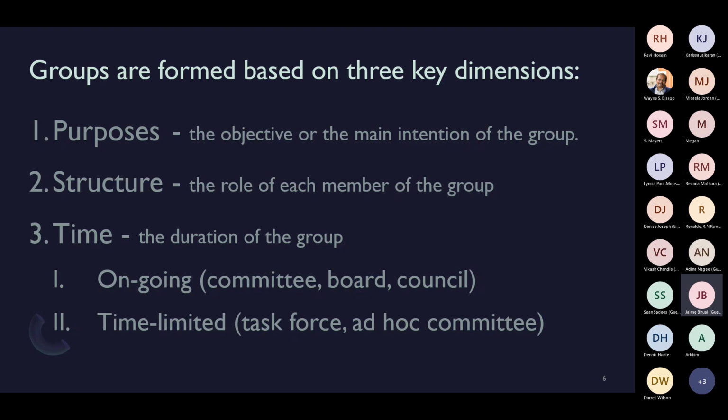Finally, time is the third key dimension, which relates to the duration of the group. There are ongoing groups where there's no time limitations. These groups carry names such as committee, board, or council, and time-limited groups are called task force or ad hoc committee. Continuing with the previous examples, the friendship group will be an ongoing group. In the highly structured group, however, time can be either ongoing or limited. So staff members may have an ongoing time frame, while some members may have a specified term of appointment, such as a 2-year contract or even completing a task over a specific number of meetings.